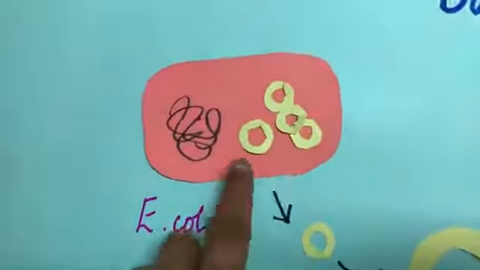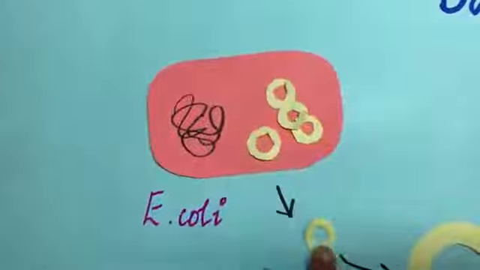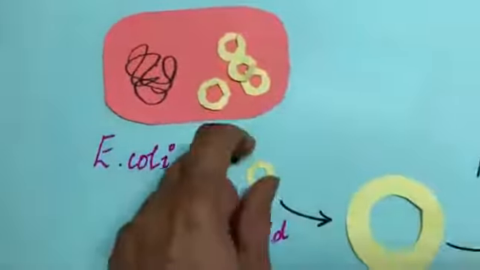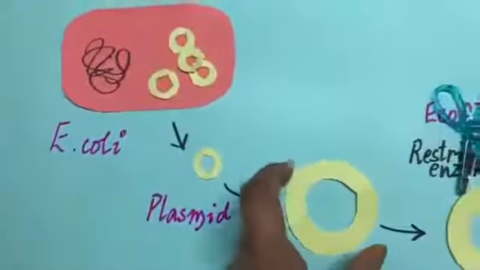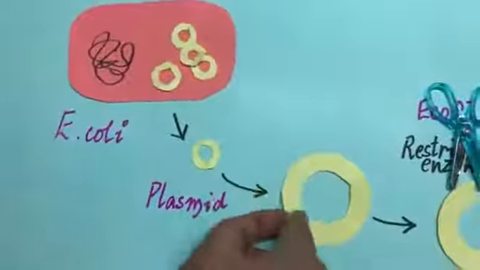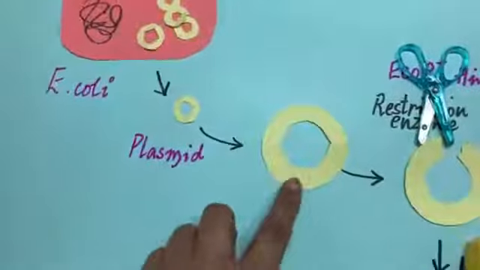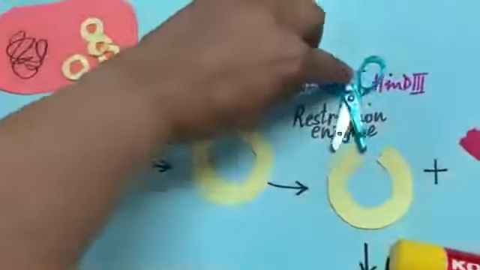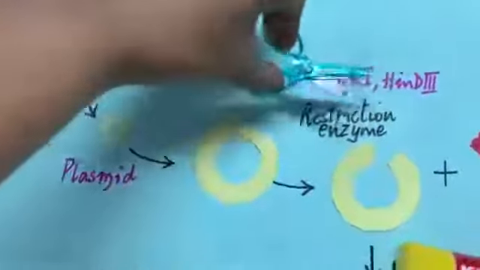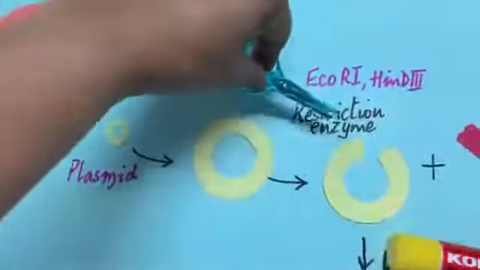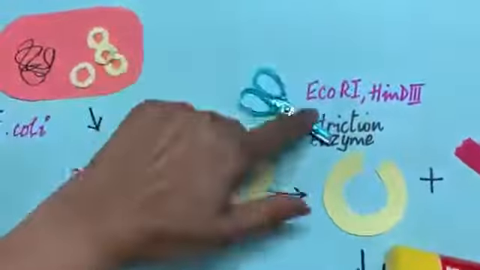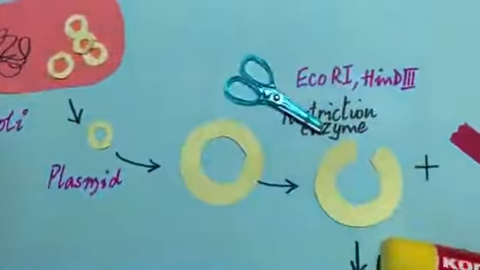So we isolate this plasmid, as you can see here, and then this is just a presentation of the plasmid. It's shown as an enlarged plasmid. This plasmid is isolated and it's cut with enzymes, which are also known as molecular scissors. These are restriction enzymes, and you can see examples like EcoR1 and HIN3.